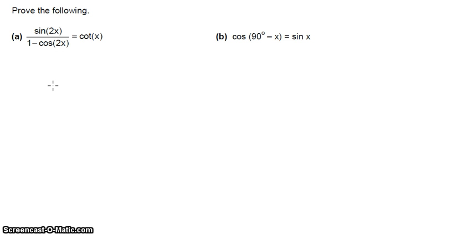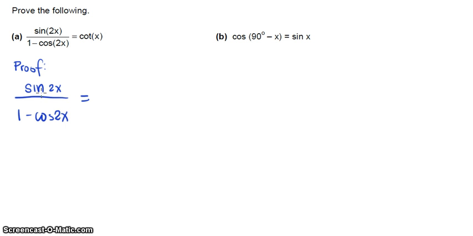In proving, we usually start with the side that is more complicated. Some people will do a one-sided proof, others will use a two-sided proof. In this presentation, I'm going to show you a one-sided proof. Let's write the word proof to start. The more complicated side is the left side, so I'll be copying the left side, sine 2x over 1 minus cosine 2x.